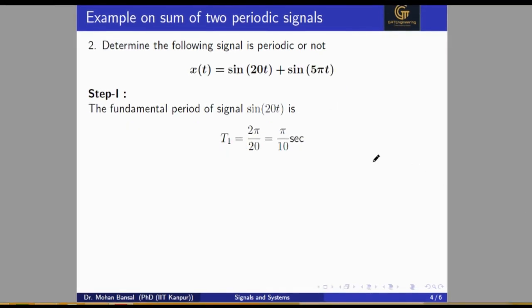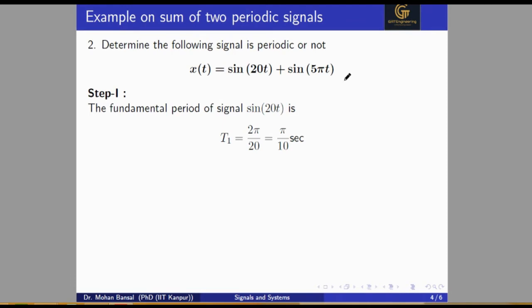Now we'll check whether the signal sin 20t plus sin 5 pi t is periodic or not.